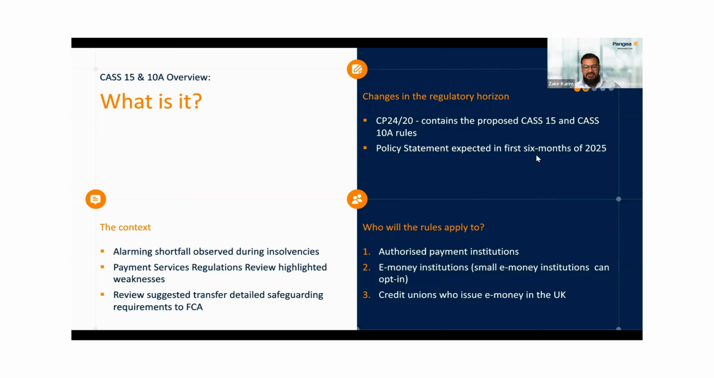So these proposed rules, they will apply to authorized payment institutions. So the scope of the rules, authorized payment institutions, it'll also apply to e-money institutions, with small e-money institutions having the ability to opt in. So that wouldn't be mandatory for them by default. And also the third type of firm is credit unions who issue e-money in the UK.